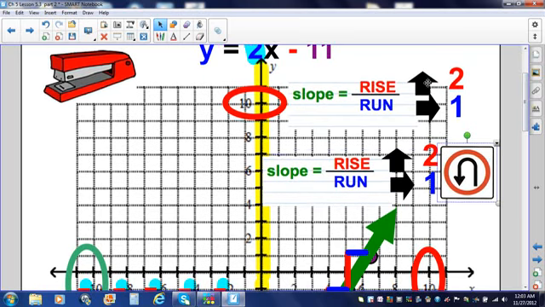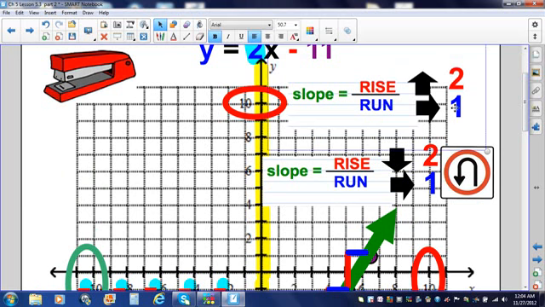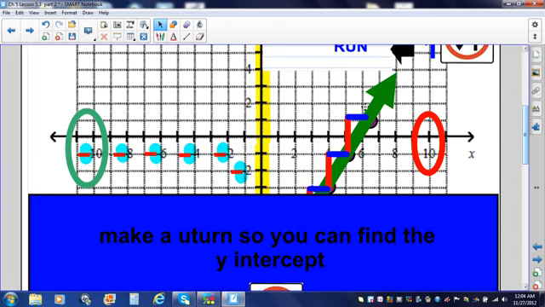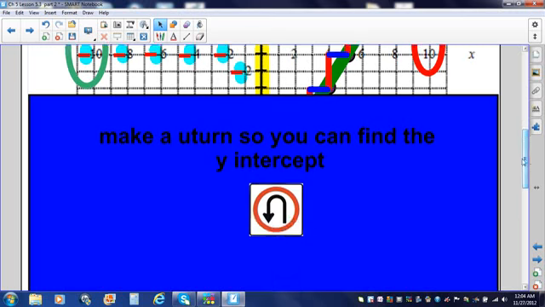So instead of rising 2, visual people, we're now going to go down 2. Instead of running to the right 1, we're going to make a U-turn and go to the left 1. We're making a U-turn because if we keep going this way, it's going farther and farther away from the y-axis. Make a U-turn so you can find the y-intercept.